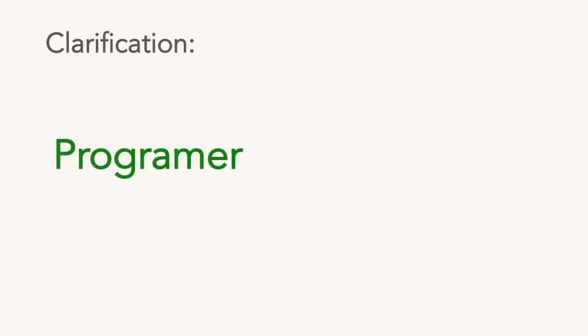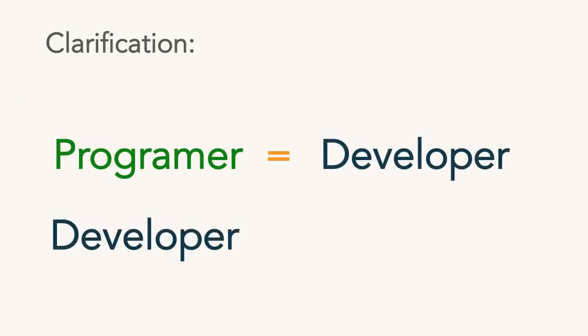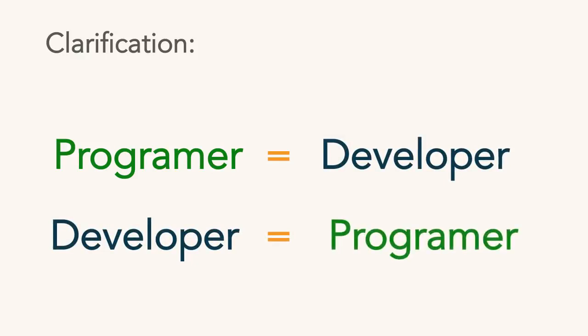So clarification, and I think I've already said this, but I want to say it again. Programmer and developer, we're going to use those interchangeably. So a developer is a programmer is a developer. Just want to throw that out there real quick.